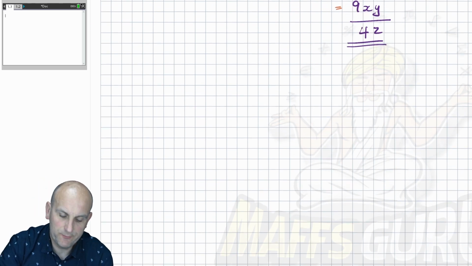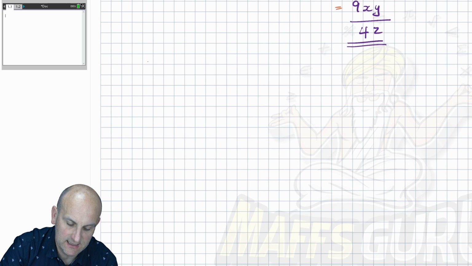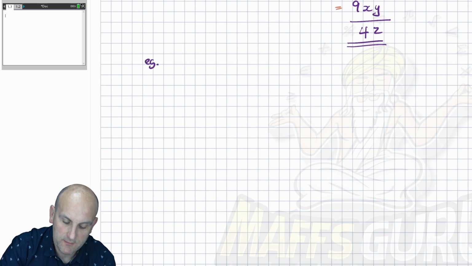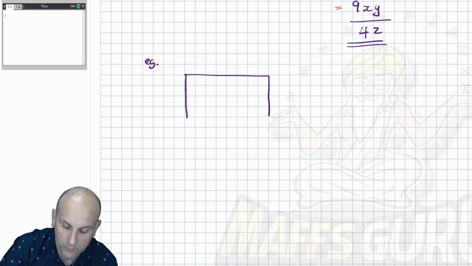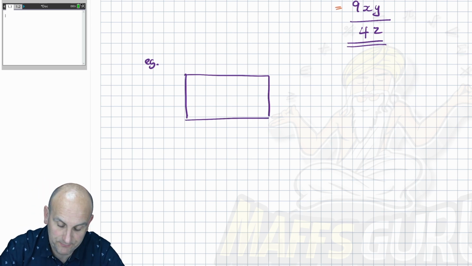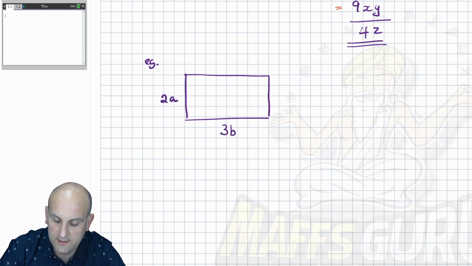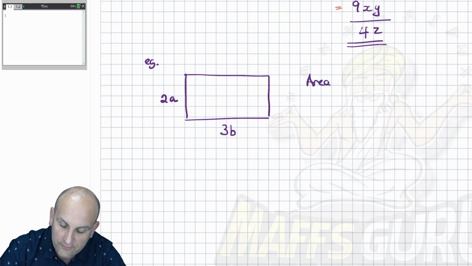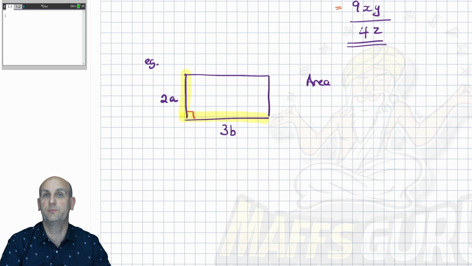Now, just to give you some more practical examples of how they might do this in other questions, remember we can mix the learning that we have done previously. So there is a shape, and I'm going to tell you that this has a height of 2a and a width of 3b, and I want you to find the area. If you're remembering how you find the area, I always do one right angle and I look at the two sides I'm going to multiply together.